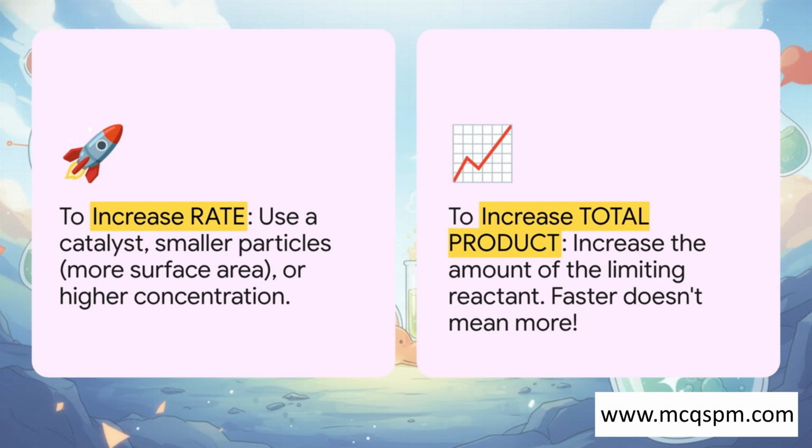To make a reaction faster, to increase the rate, you do things like add a catalyst or increase the surface area. But if you want to make more product, at the end of the day, you have to start with more ingredients, specifically more of that limiting reactant. Remember, faster doesn't always mean more.